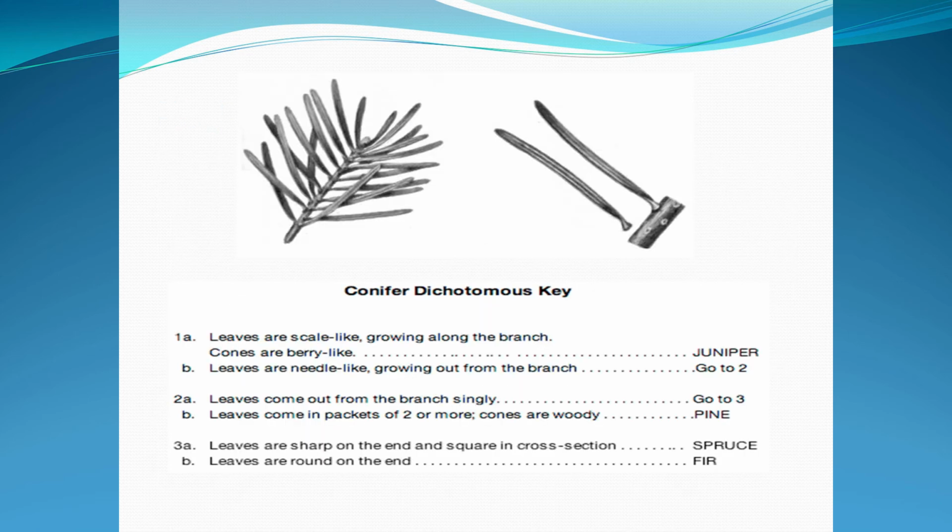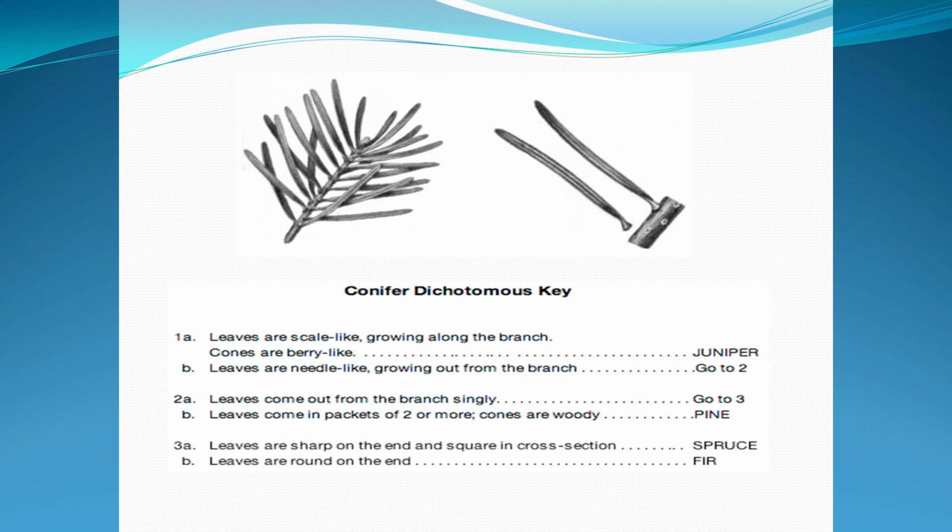If we look at the second key, we're looking at the pictures. The first one says the leaves are scale-like or the leaves are needle-like, with some other things. Those look very needle-like, so I would do 1B. So I would say go to 2. Then it says the leaves come out singly or they come out in 2 and more. Well, on the picture on the right, it shows me they come out 1 at a time. So that tells me to go to 3.